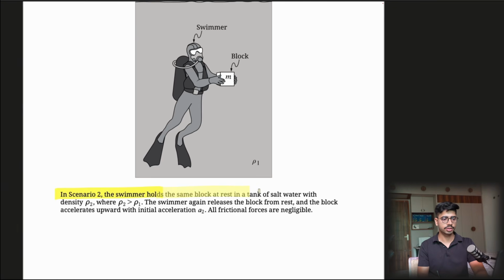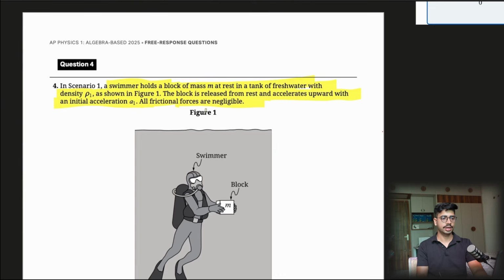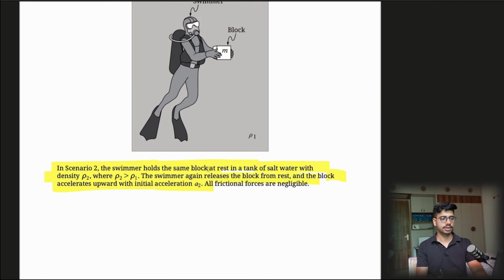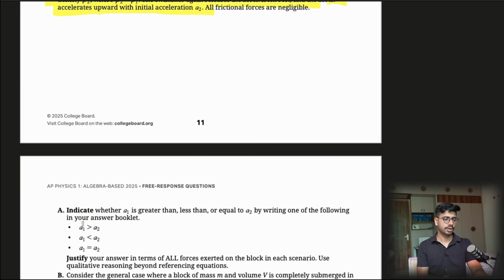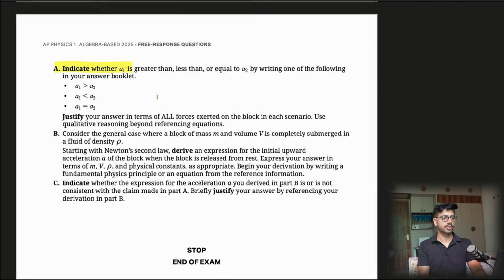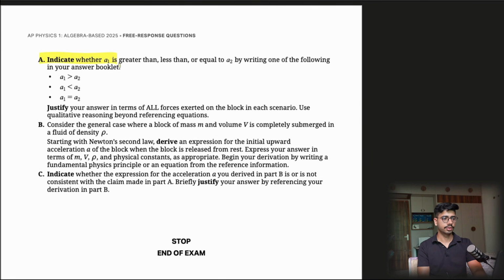Case 2, the swimmer holds the same block at the bottom of the tank. So basically it has the same volume, but it is now salt water. Salt water has more density. The swimmer again releases the block from rest and it accelerates. So we have two accelerations: in the first case, the acceleration of the block upward in the fresh water, and in the second case the acceleration a2. Now the question is to indicate whether a2 is greater than, or less than a1. So which condition is going to be satisfied.